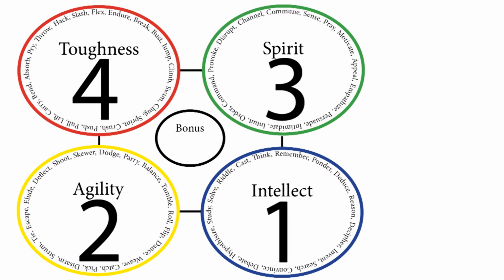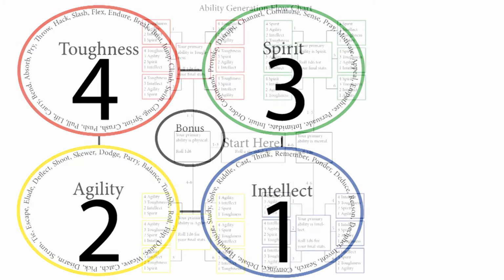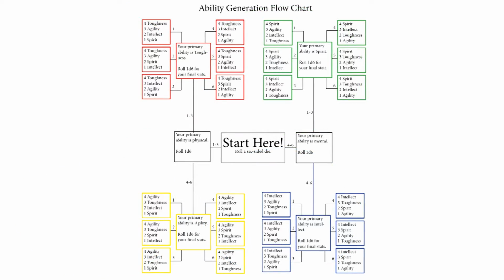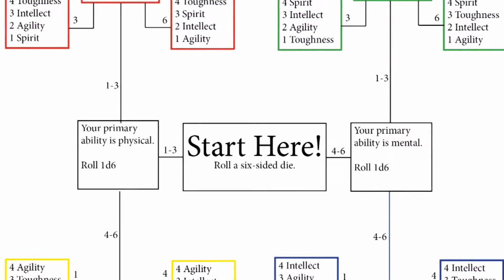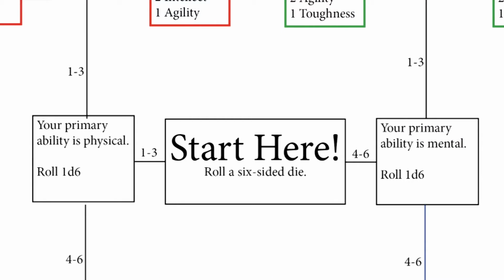Or we can roll randomly to figure out what those abilities are, and to do that we use the ability generation flowchart. Here we have our ability generation flowchart, and I'm going to zoom in to the middle where it says start here. And Bill and I are both going to make characters for you today, and Bill, why don't you go ahead and start first?